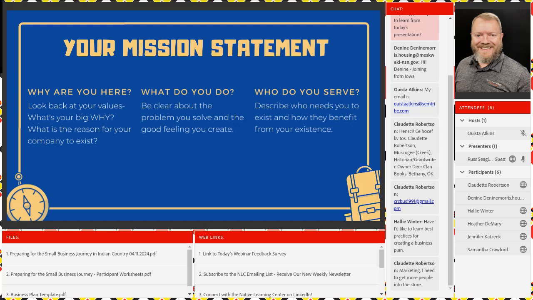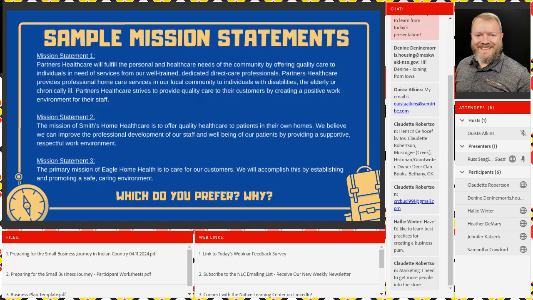Focus not on your product or your service, but focus on how that product or service solves a problem and creates a good feeling. And we also want to use our mission statement to talk about the people we serve. We want to be able to describe the people who need us to exist and how they benefit from us being around. So here are some sample mission statements.